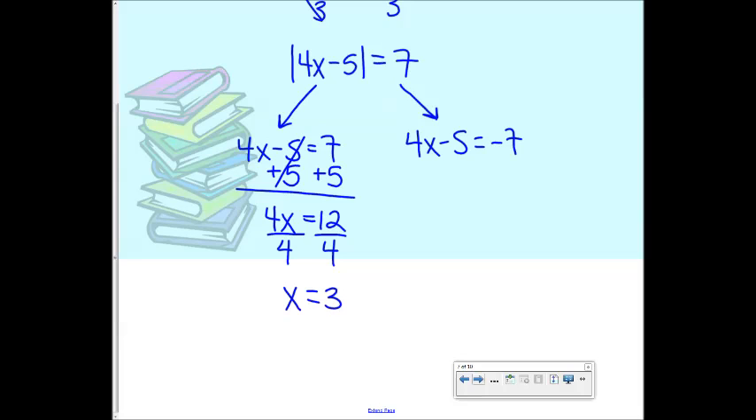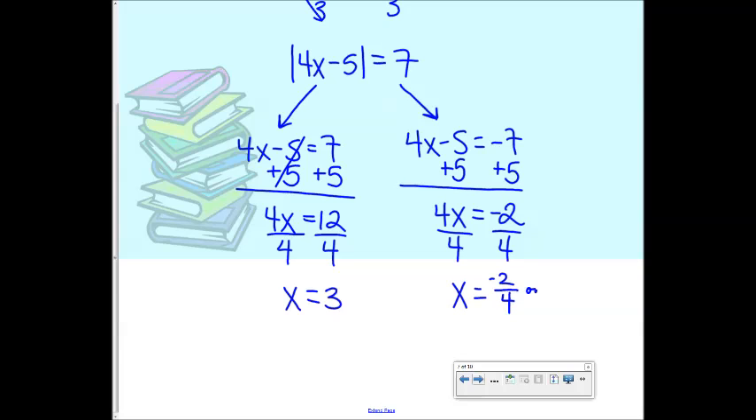Over here, I'm going to add 5 to both sides, and I get 4x equals negative 2. Divide by 4, x equals negative 2 over 4, or negative 1/2, or negative 0.5. Any of those are correct. So depending on how you do that on your calculator, you might get a different answer.